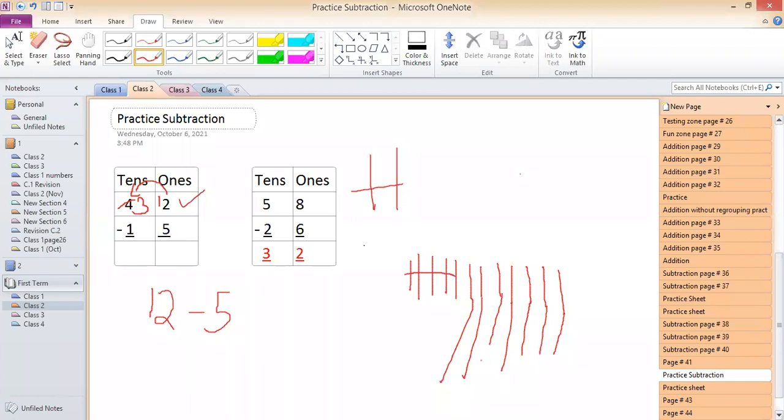So 12 minus 5 is equal to 7. Now subtract the tens. This is not 4 now. This is 3. So 3 minus 1 equals what? 2. So it will be 27. The answer will be 27. That's very good. Yes, guys, is it clear to all of you? Yes, sir.